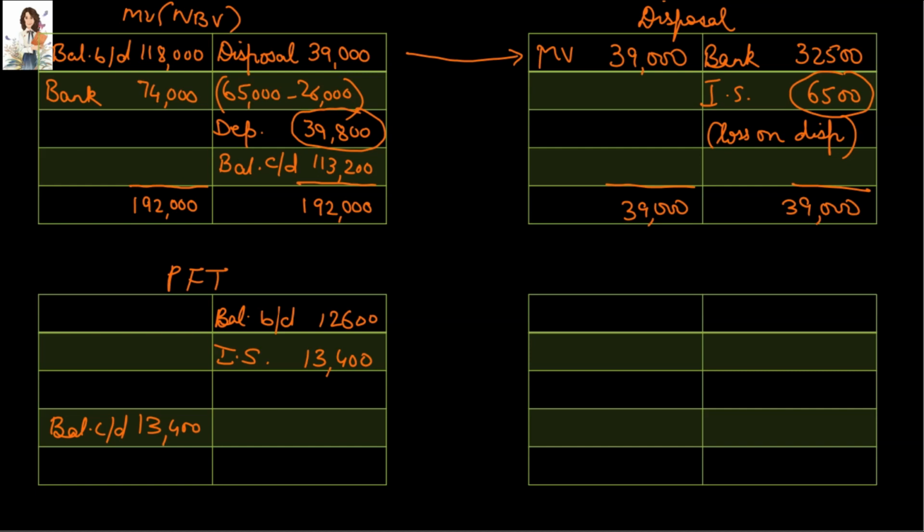13,400 was the expense charged to the income statement. We will now balance this account, 26,000 on each side, and we have a balancing figure of 12,600 on the debit side. This is basically the tax that we have actually paid during the year, which is our actual cash outflow.